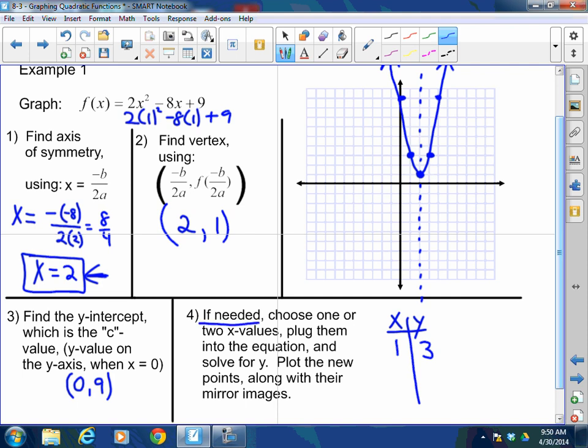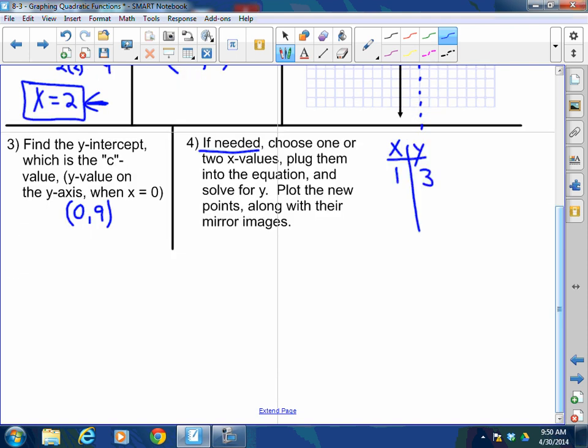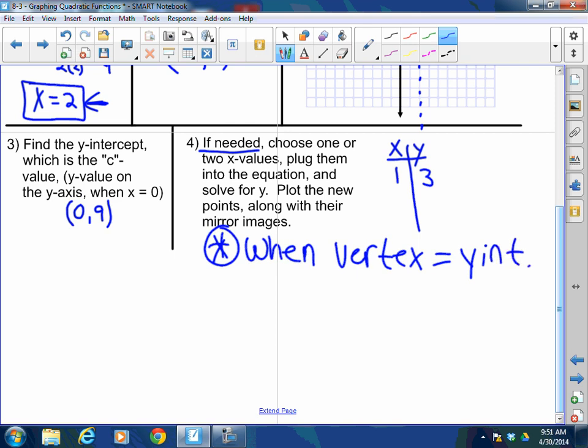Now, it says here, if needed. When would it be needed? You could do this anytime you wanted to, to get more accurate. But you're only required when the vertex equals the y-intercept. If the vertex equals the y-intercept, you're only going to have one point on the graph. You will not have a mirror image point. And at that point, you have to make a table for just one value of x.